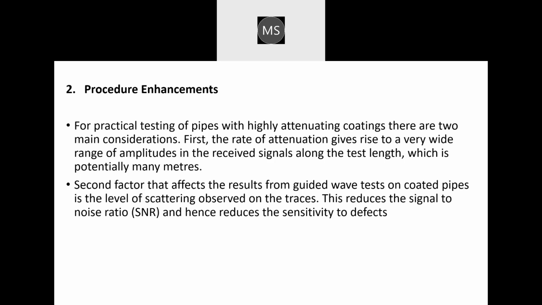The second factor that affects the result from guided wave tests on coated pipe is the level of scattering observed on the trace. This reduces the signal to noise ratio and hence reduces the sensitivity to defects.